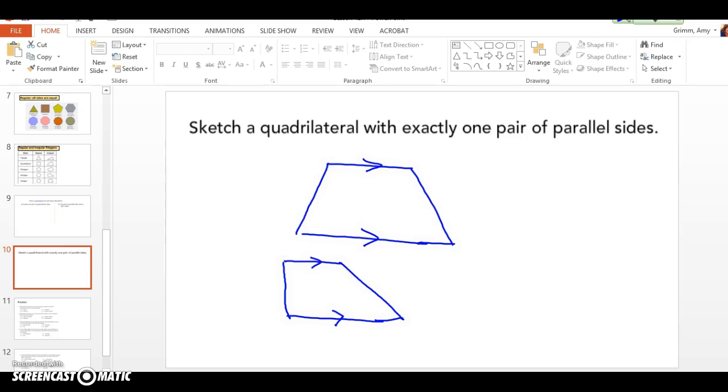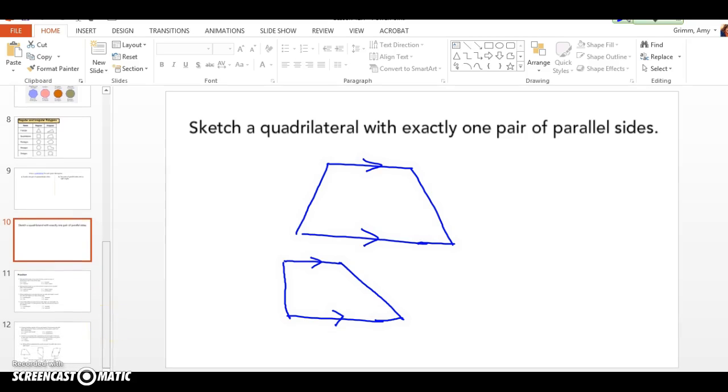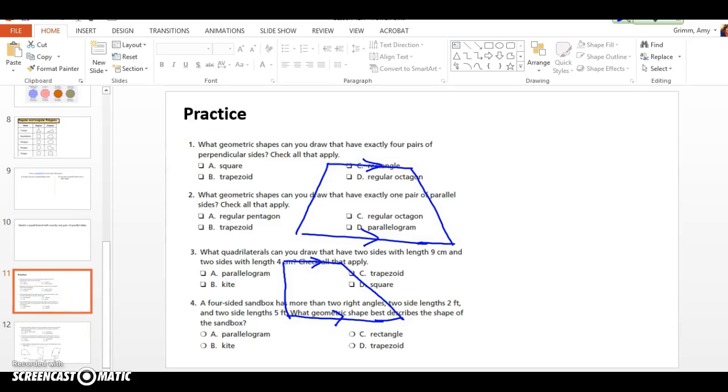Okay, so we're going to do some whiteboard practice. So people in the front get supplies. The next two slides are whiteboard practice, and they're kind of small, so you're probably going to want it on your screen.